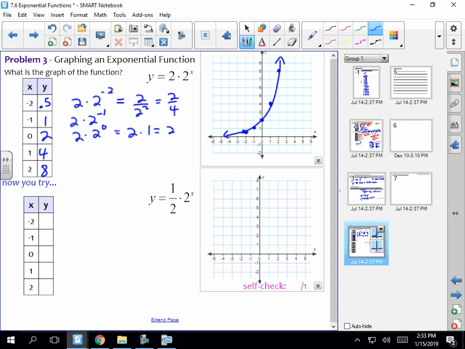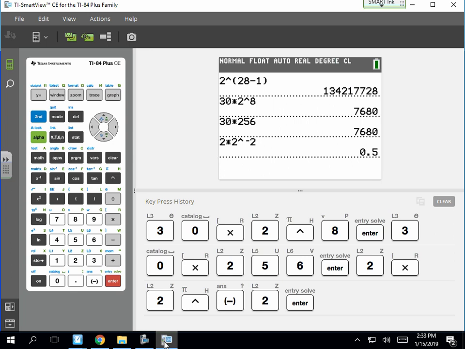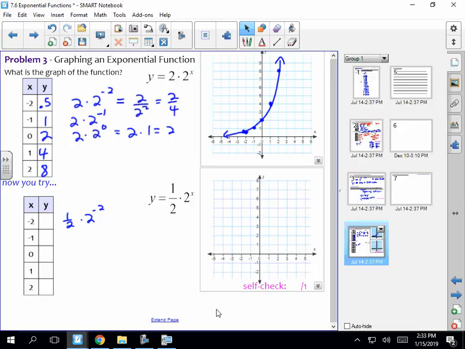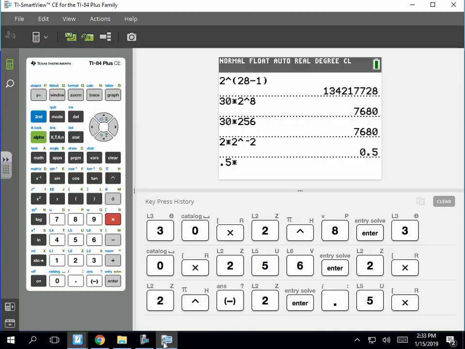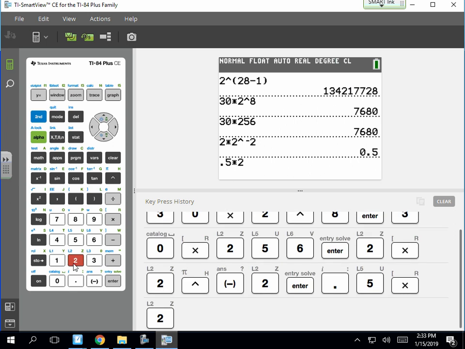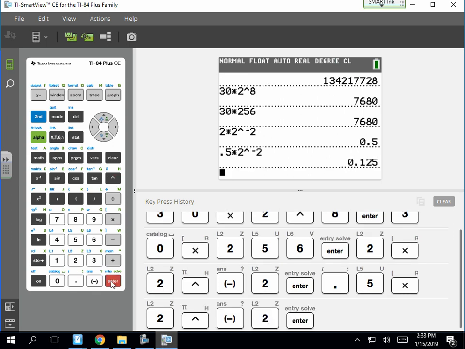What about this one? If I plug in -2 here, it'd be 1/2 times 2 to the -2 power. You could plug this into your calculator if you'd like, or you could do it by hand. 1/2 is the same as 0.5, times 2 to the x. So you just type in 0.5 times 2 to the power of negative 2, and you get 0.125. Do you know what fraction that is?